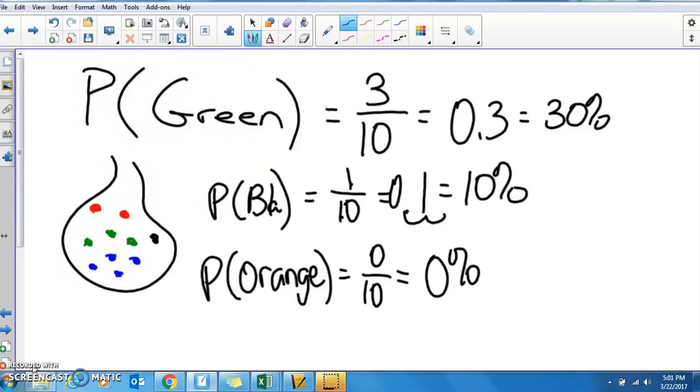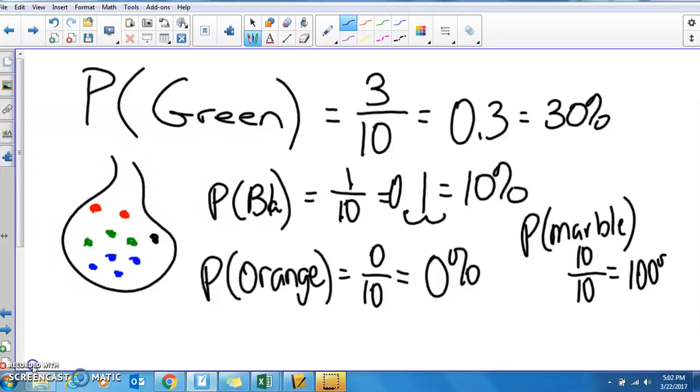100% would be an example like this. What is the probability of selecting a marble? Well, you have 10 marbles. The probability of selecting a marble would be 10 out of 10 because everything in there is a marble. So that would be 100%.